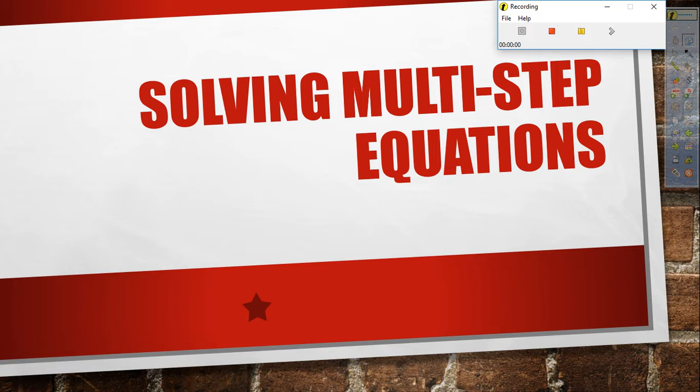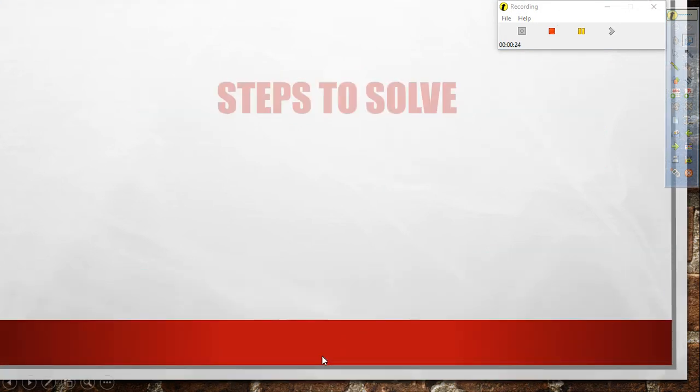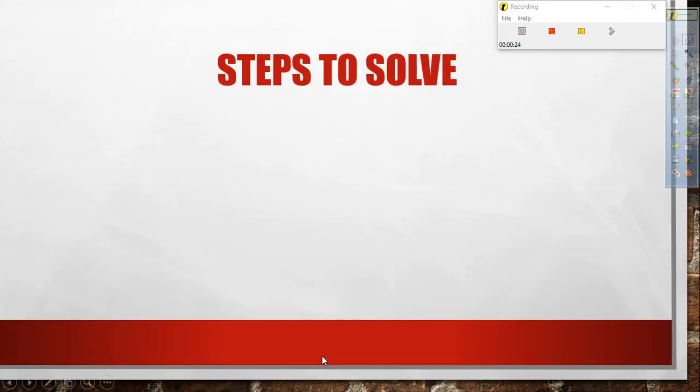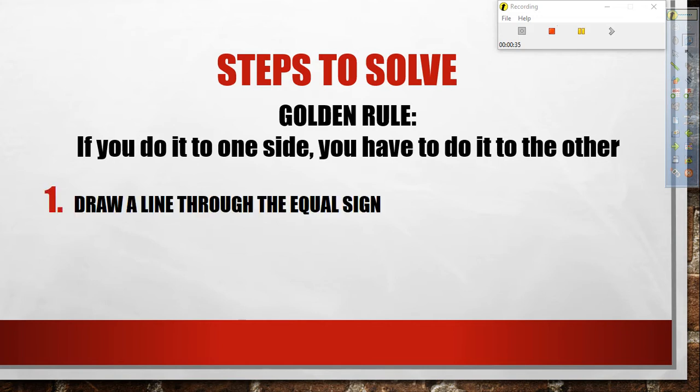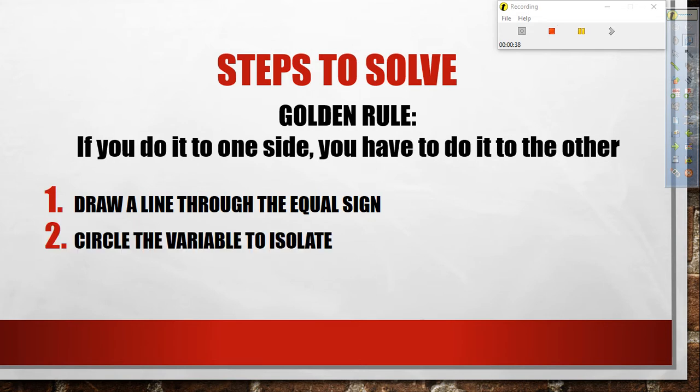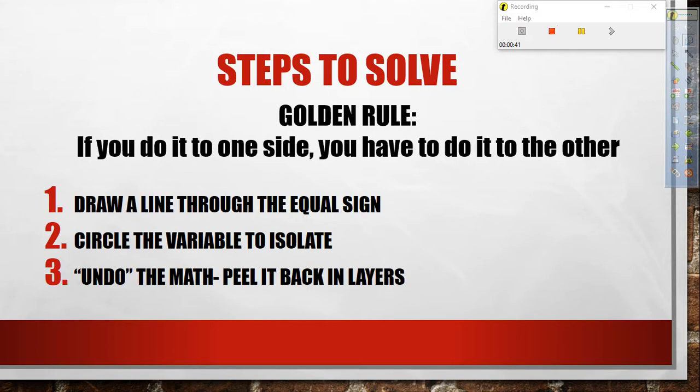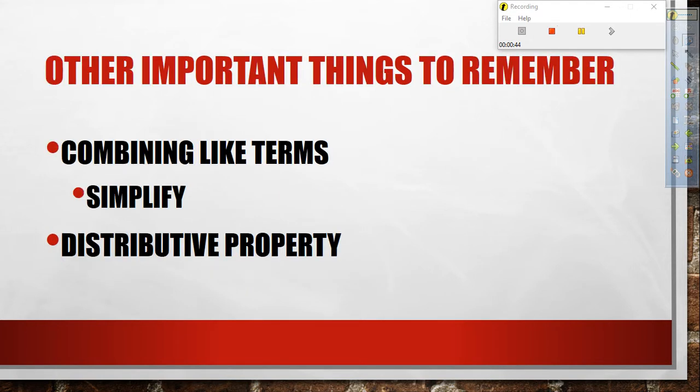So a couple things to keep in mind are the steps to solve that we talked about yesterday. Number one is the golden rule. Whenever you do it to one side, you have to do it to the other. That's the only way you can keep an equation balanced. So we drew a line through the equal sign, we circle variables to isolate, and then we undo the math by filling it back in layers.